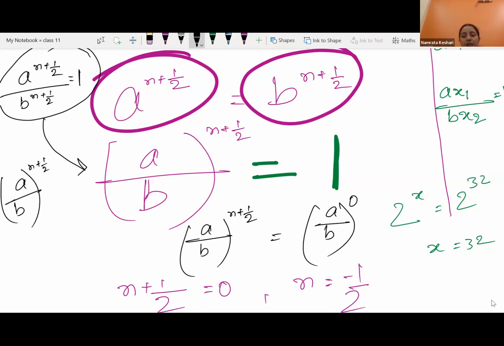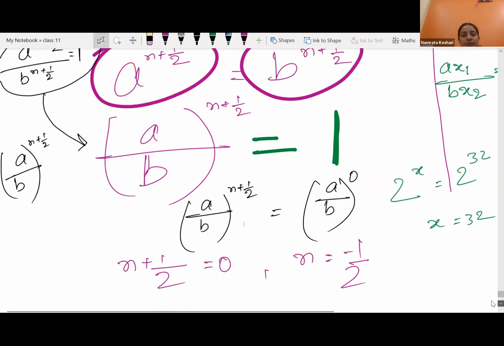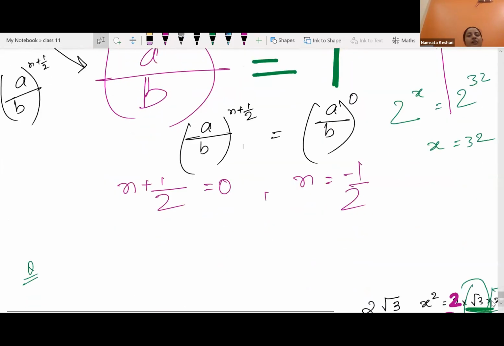Now comparing exponents on both sides, n plus 1 by 2 is 0, hence n is minus 1 by 2. Getting it? Is it clear to all of you?